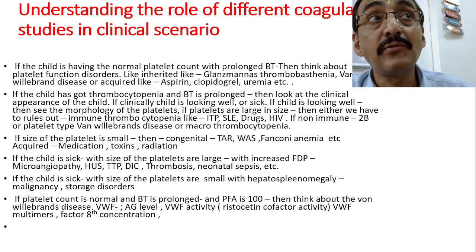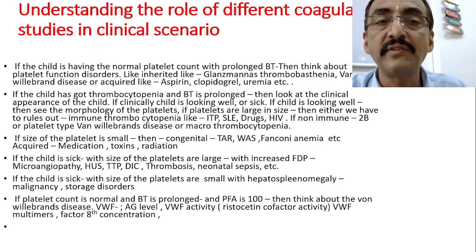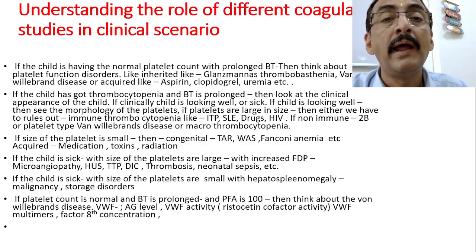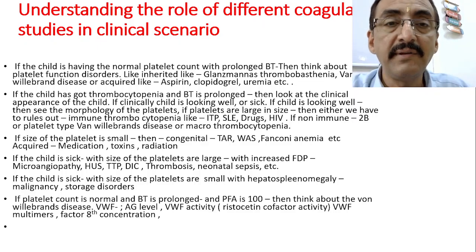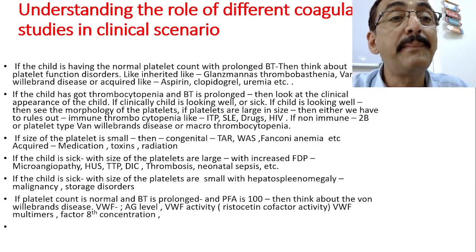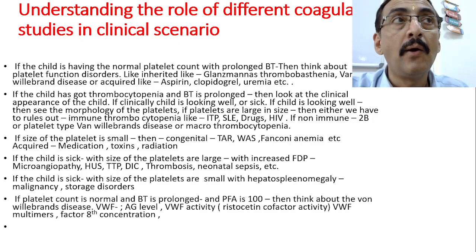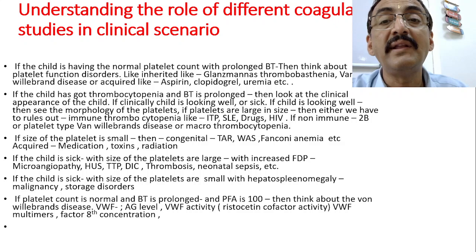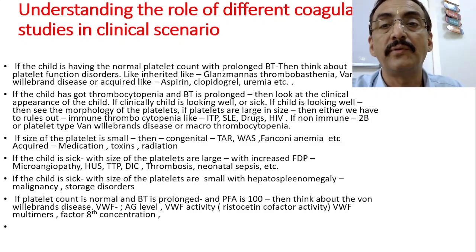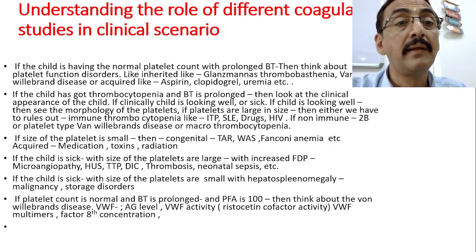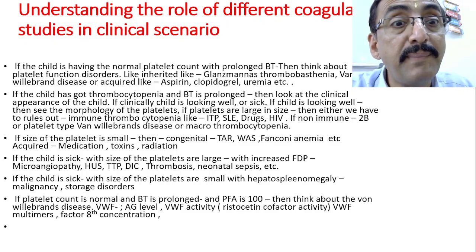Now if the child has thrombocytopenia, platelet count is decreased, and BT is prolonged, then look at the clinical appearance of the child. Okay, the child may be clinically looking well, or the child may be clinically looking very sick, so you have to observe that. Now thrombocytopenia is there, platelet count is decreased, BT is prolonged, the child is looking well, and then see the morphology of the platelets.